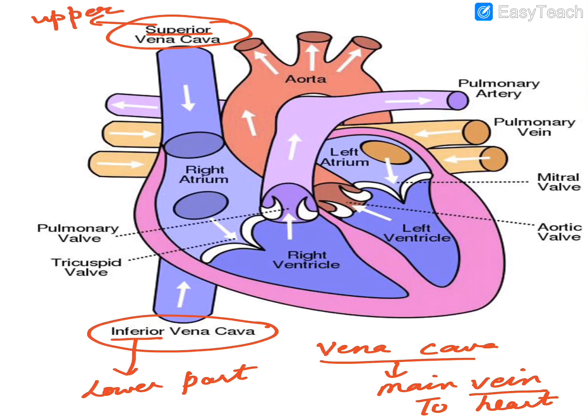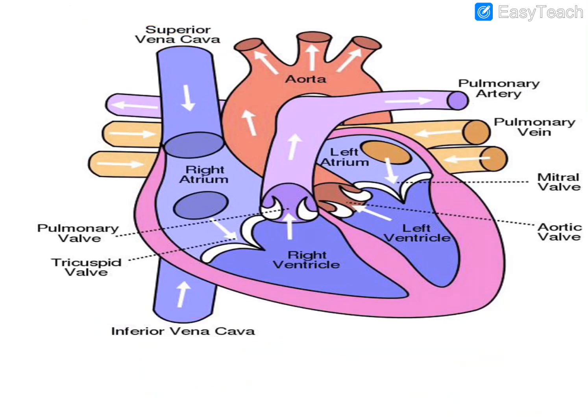Both these main veins bring deoxygenated blood to the heart, and through these the blood enters into the right atrium. This is the first chamber of the heart, so that receives the deoxygenated blood. The type of blood it receives is deoxygenated.